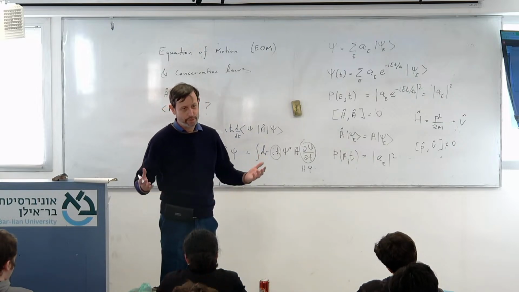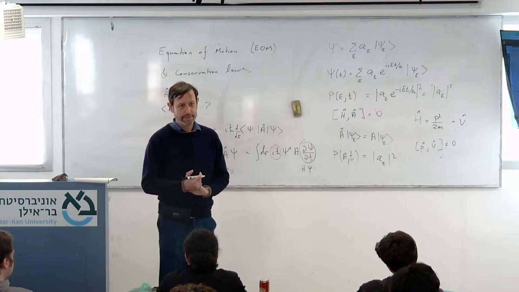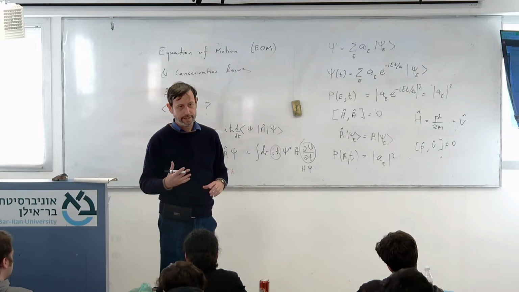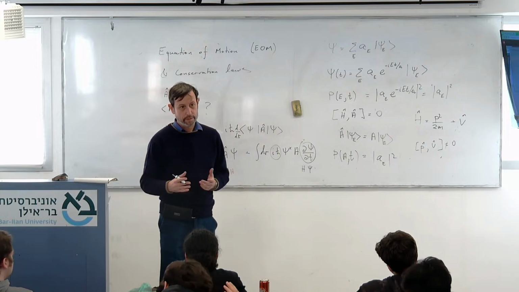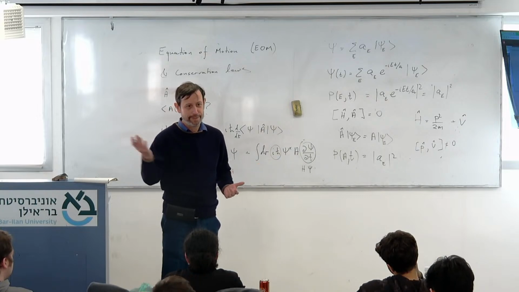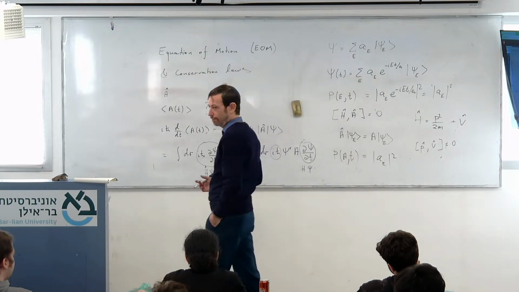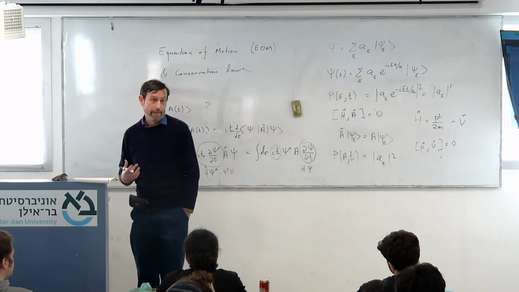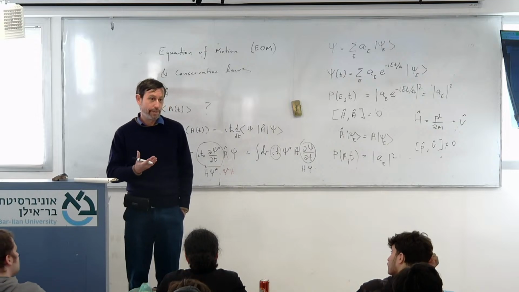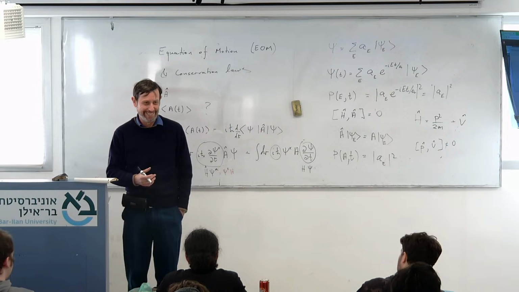A particle in a box or a particle in a potential doesn't conserve momentum. Well, it makes sense. You go and hit yourself on a potential, you don't conserve momentum. Nevertheless, energy, of course, is conserved because the Hamiltonian always commutes with the Hamiltonian.